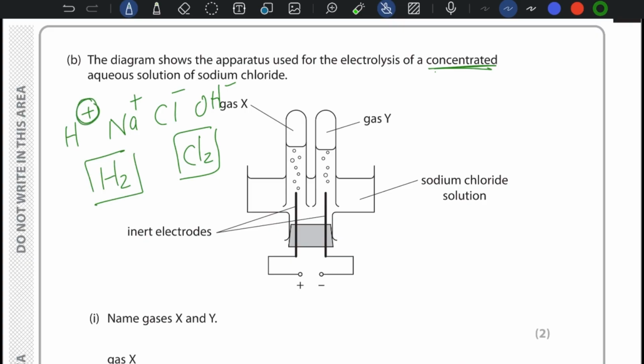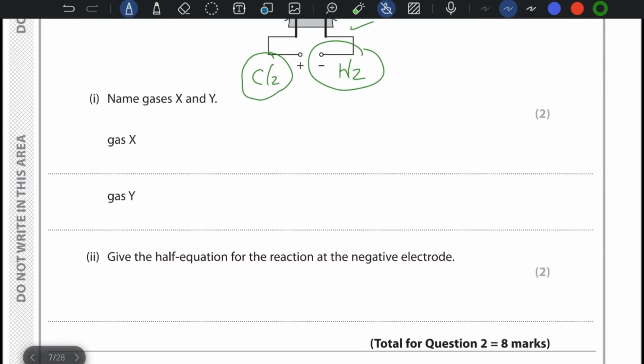Hydrogen ion is positively charged, so hydrogen gas will form right here on the negative terminal, and chlorine coming from the chloride negative ion will be deposited right here. So if he asks us, and we solve this question right now, gas Y will be hydrogen, and gas X will be chlorine. So he asks about name. We will write gas X chlorine, don't write the formula, just write the name, and gas Y hydrogen gas.